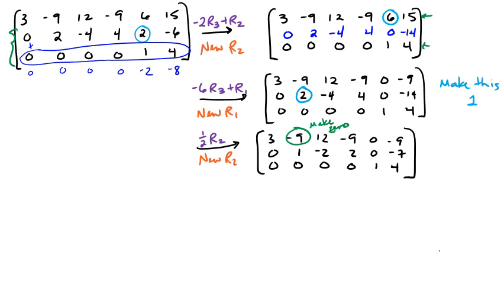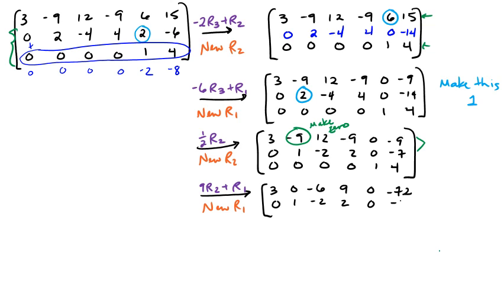All right, so let's analyze these 2 rows here and see what I can do. Well, what I can do is take 9 times row 2 and add that to row 1, and this will become my new row 1. Excellent. So row 1 will become 3, 0, -6, 9, 0, -72. Row 2 remains, and row 3 remains as well.